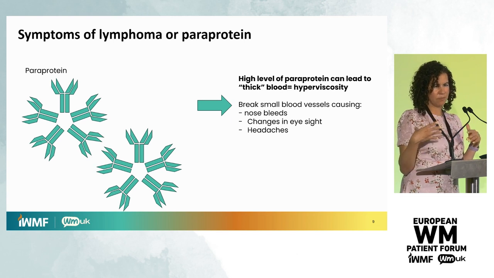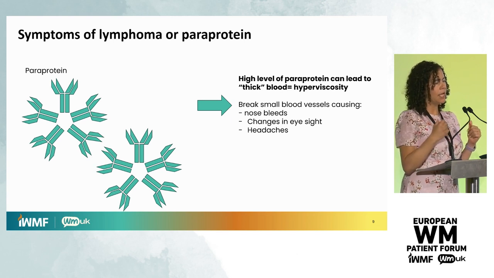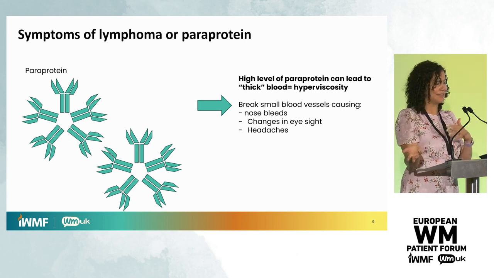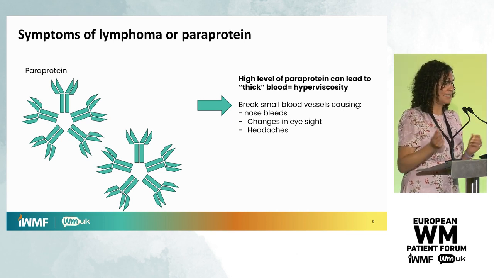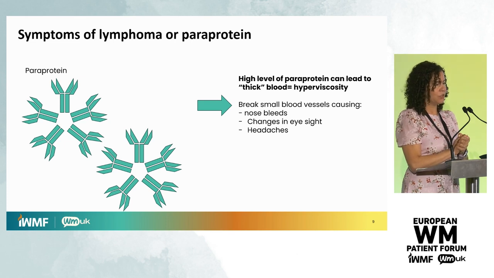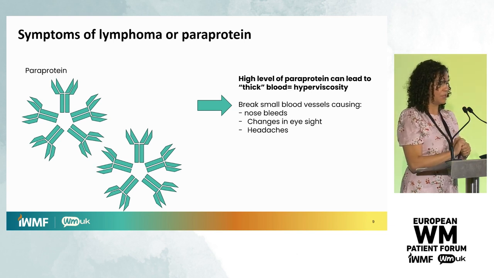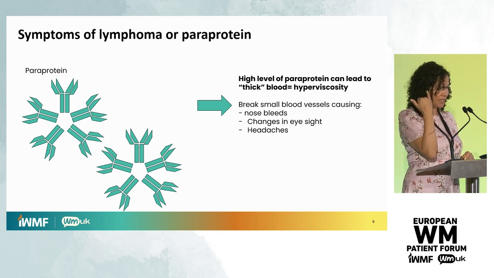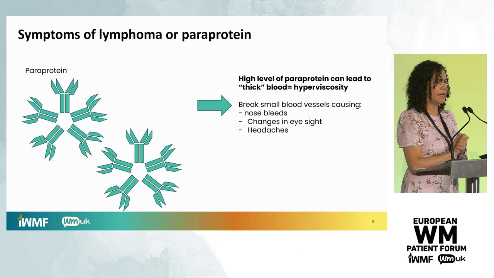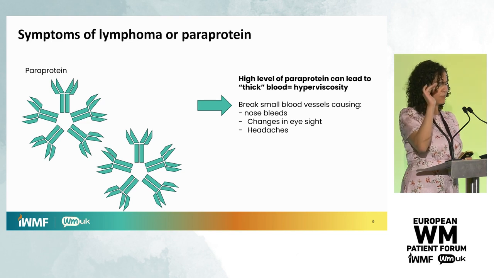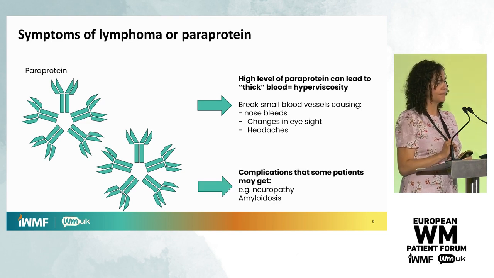So there'll be some people when they first present who the paraprotein level is very high, which essentially causes what we often refer to as thicker blood. And so that might lead to affecting the small blood vessels in your body, such as kind of in the nose. So people can present with nosebleeds, changes in eyesight because of the small vessels at the back of the eye, headaches, or potentially other problems in the body. So that's when the level of the paraprotein is too high.